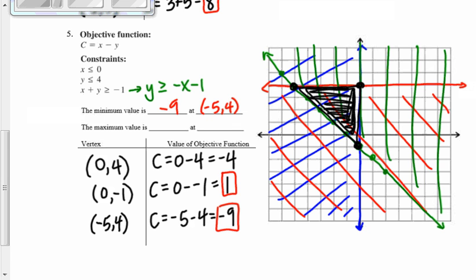Our maximum value was 1, and that occurred at 0, negative 1. And there's your homework for targets 12 and 13.